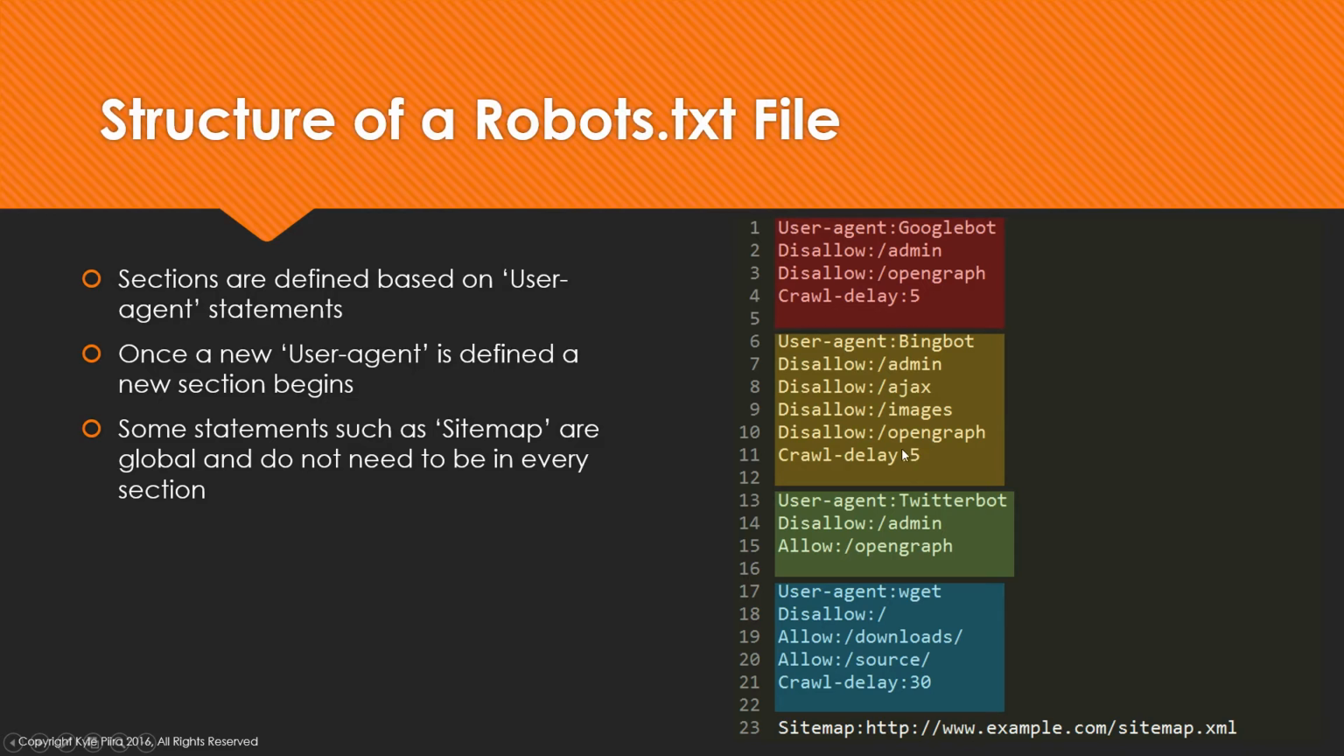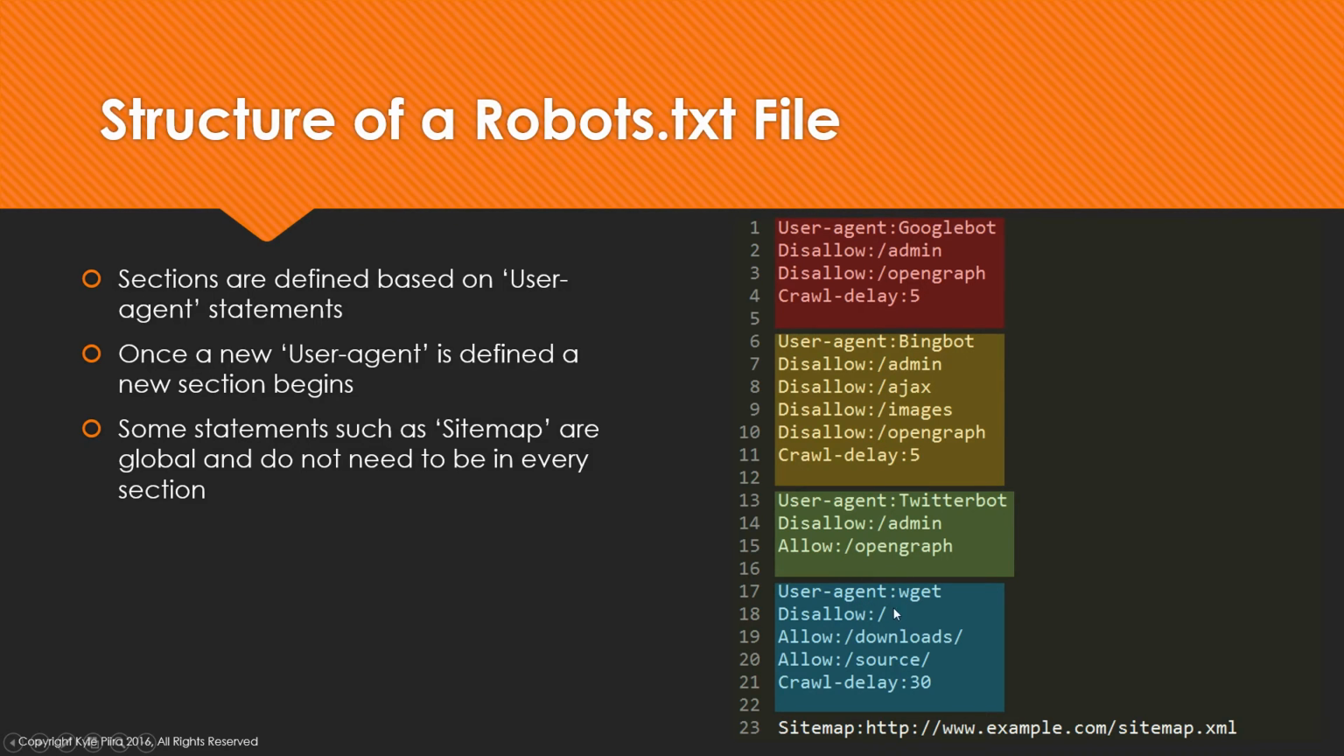And then down here we've got our Twitterbot user agent, which is the bot for Twitter.com, the social network. And again, we're going to disallow Twitter from our admin section, but we're going to allow Twitter into the open graph directory of our website. Maybe we've got some files in there with some metadata that we need Twitter to be able to access in order to display tweets featuring URLs from our site correctly. Maybe we've got some Twitter card stuff in there.